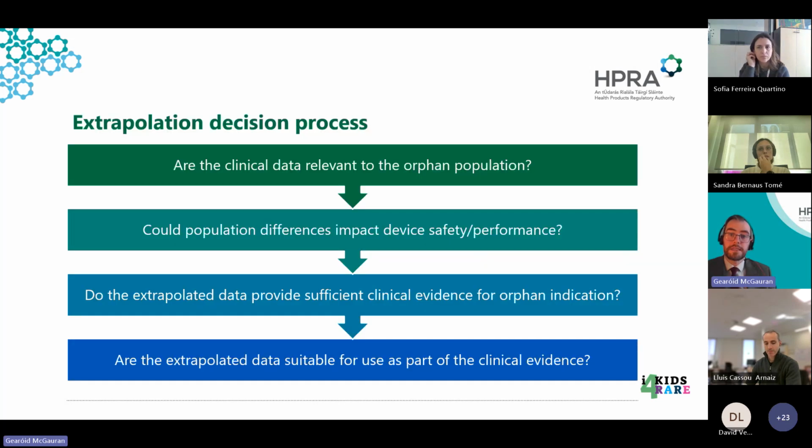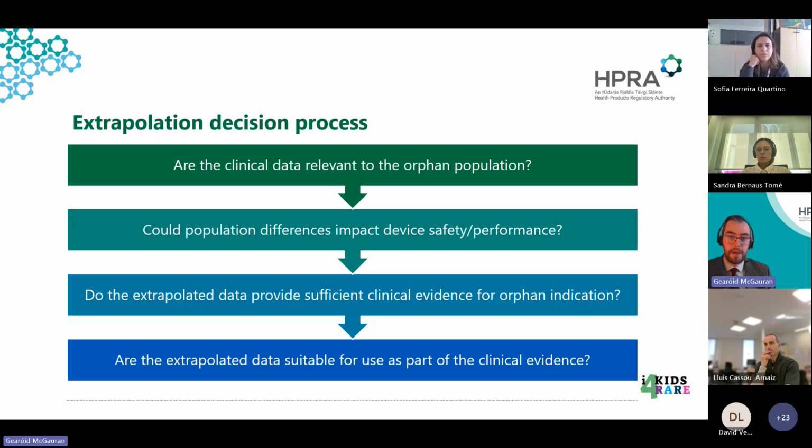The guidance outlines the steps on how you should decide whether your extrapolated data can be used. Generally, there are 4 questions to ask. Is the clinical data relevant for the orphan population? Is it expected that the differences between the orphan and non-orphan populations could actually impact the device's safety or performance and thereby impact the robustness of the data? Do the extrapolated data provide sufficient clinical evidence on their own for the orphan indication, i.e. full extrapolation? And if not, are the data suitable for use as part of the clinical evidence, i.e.